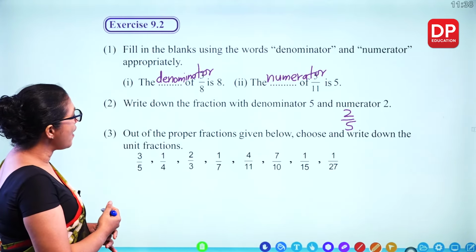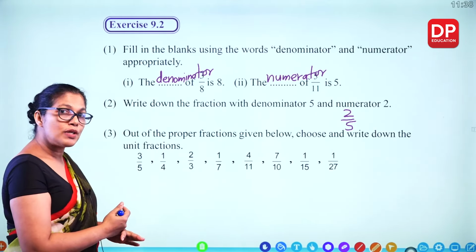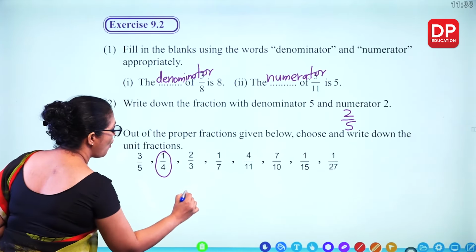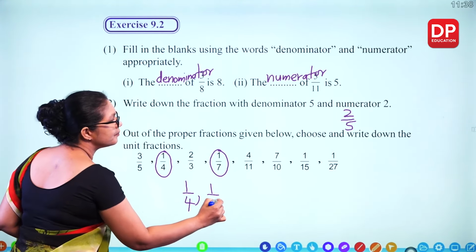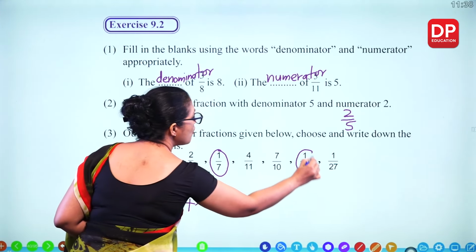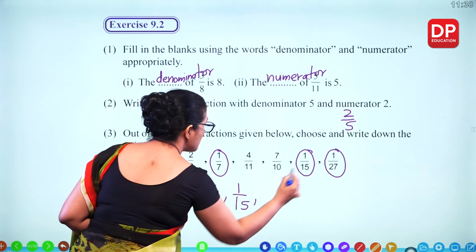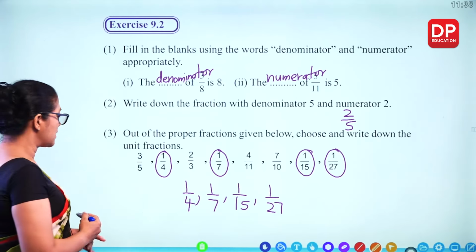Out of the proper fractions given below, choose and write down the unit fractions. Unit fractions means the numerator is 1. 1 over 4, 1 over 7, and 1 over 15, as well as 1 over 27. So those are unit fractions.